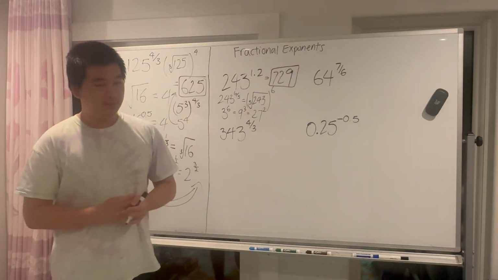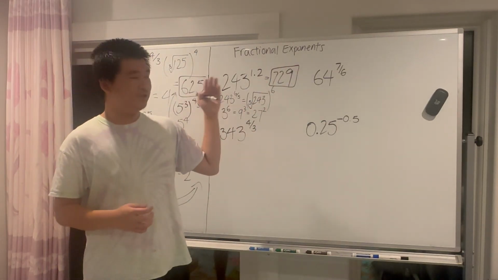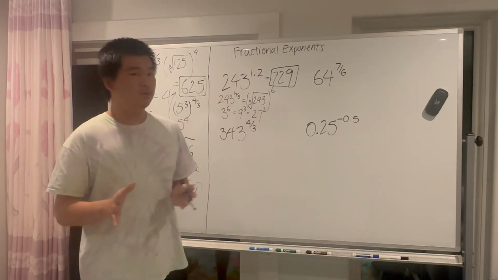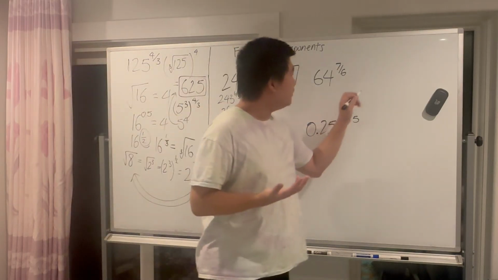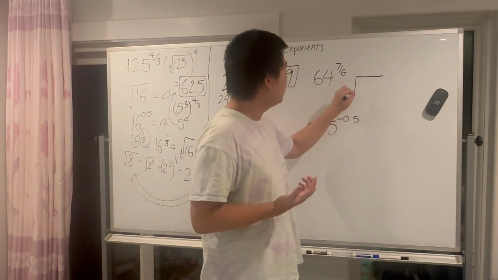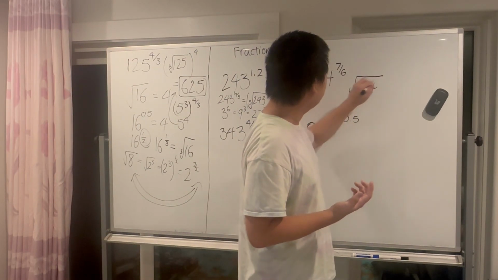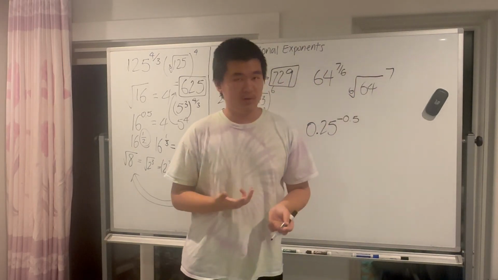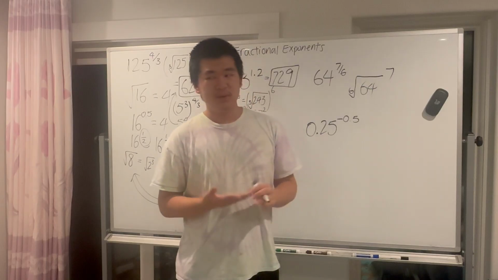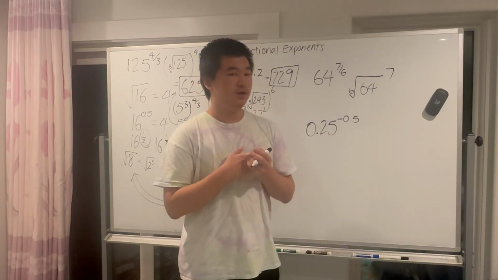Now, the next question is going to be pretty similar, and this time they do tell you that it is straight up a fraction. 64 to the power of 7 over 6. So, same drill. This is going to be equal to the 6th root of 64 to the power of 7. Now, the 6th root of 64, once again, if you memorize your exponents, this is going to be really, really easy because the 6th root of 64 is just 2.